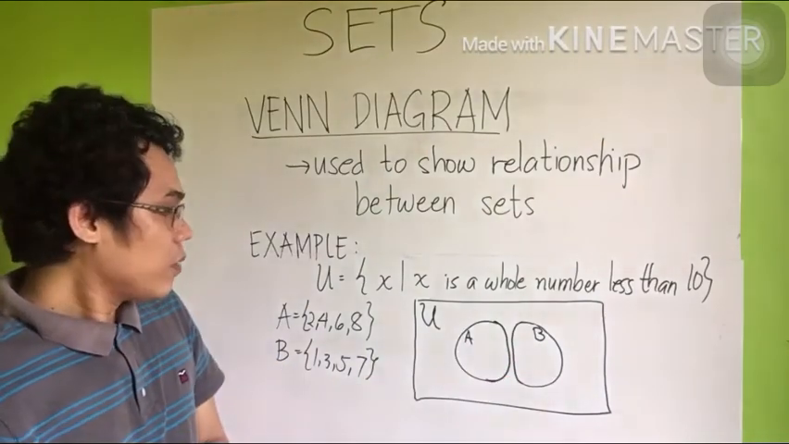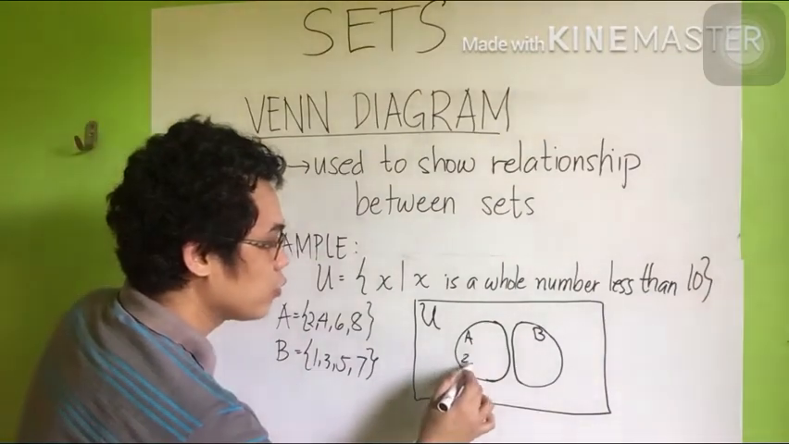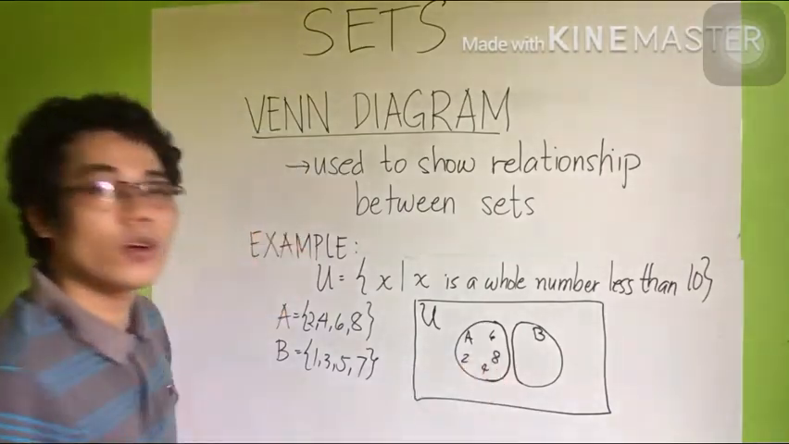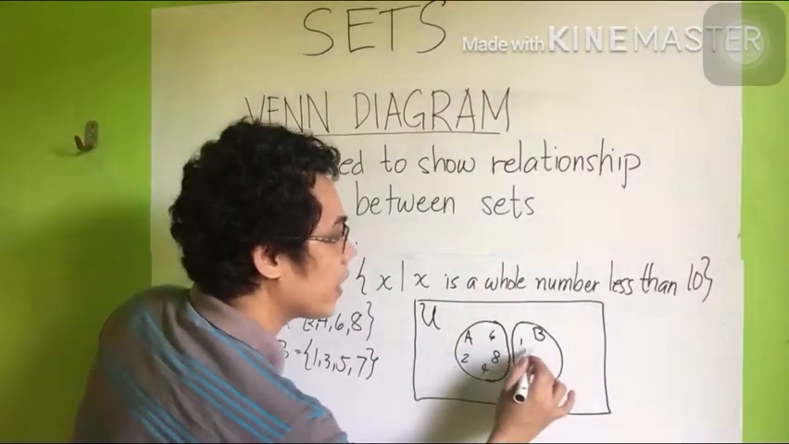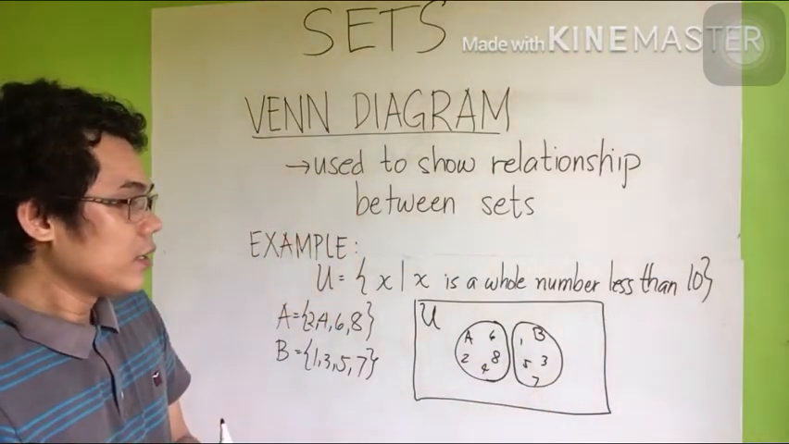So, now, ilalagay na natin yung element dito sa A. So, we have 2, 4, 6, 8. So, kayo nang bahala kung saan yung banda ilagay. And then, for B, ang element niya is 1, 3, 5, 7.